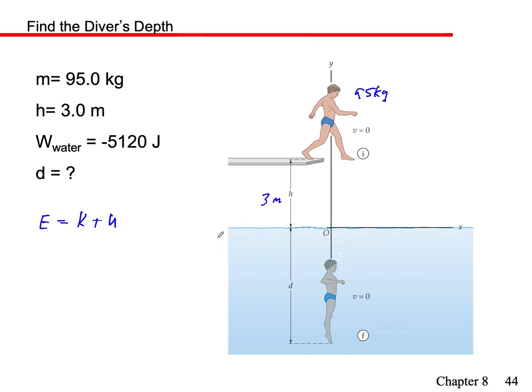The only challenge on this one is where you define your 0 point. I'm going to define 0 at the height of the water. So what does that mean? The initial energy of the system is just going to be the mass of the diver times gravity times the height above that point, which is 3. And the final kinetic energy, hold on here.